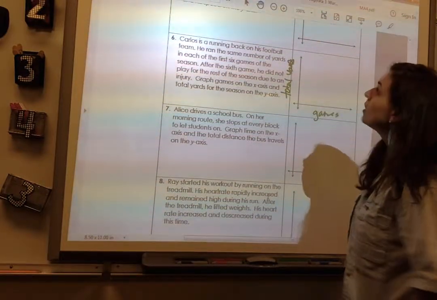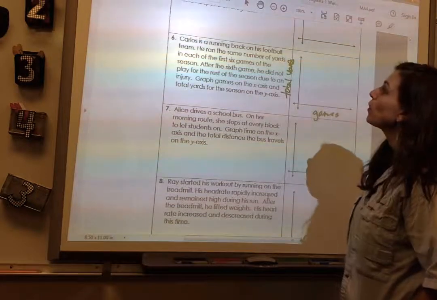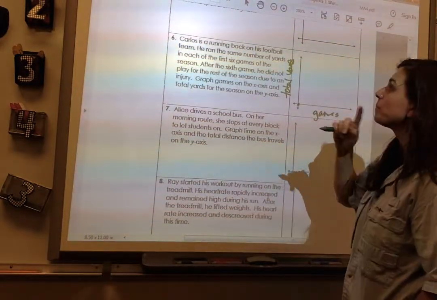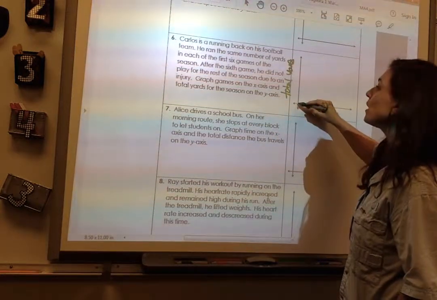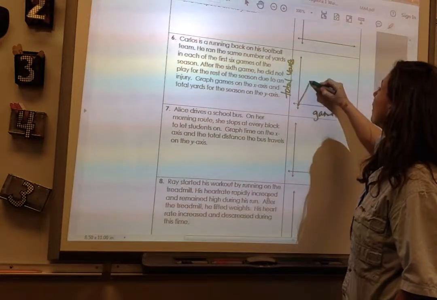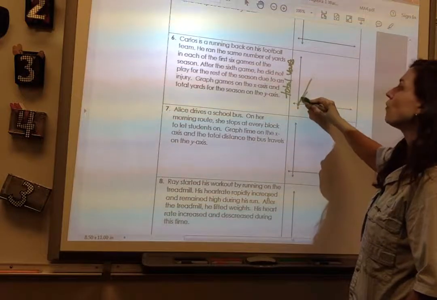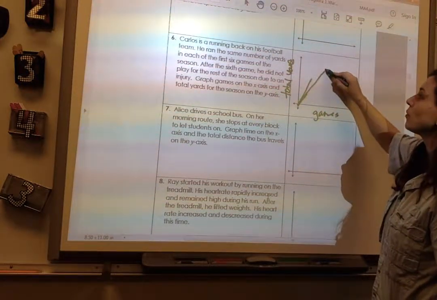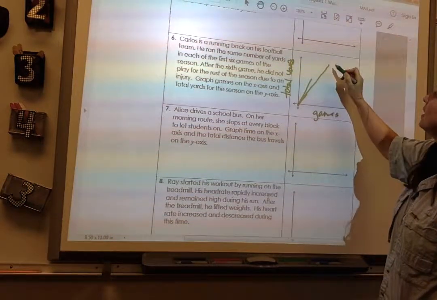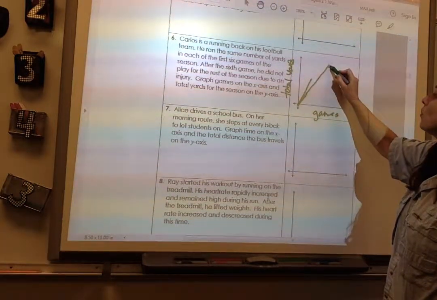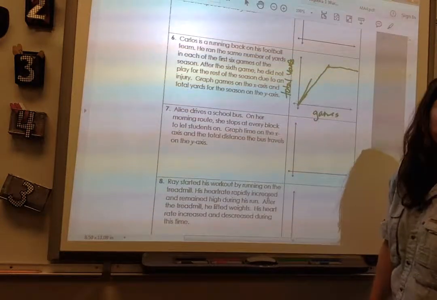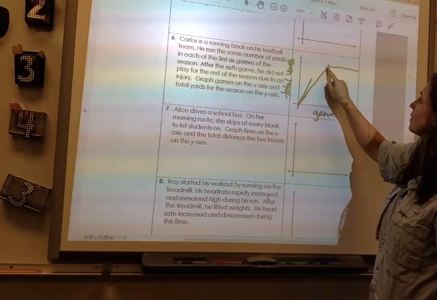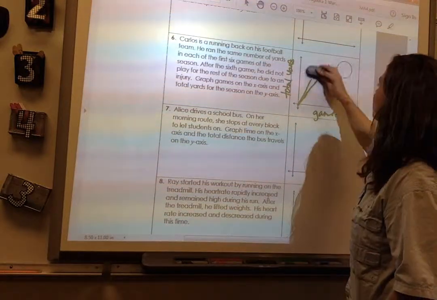So it says he ran the same number of yards in each of the first 6 games. So he started at 0 at the beginning of the season. His yardage increases steadily over 6 games. So game 1 went on, game 2 went on, game 3 went on, game 4 went on, and then he gets an injury. So he's not going up anymore. His yardage stays the same. So that's what my graph's going to look like. Games, total yards remains the same.